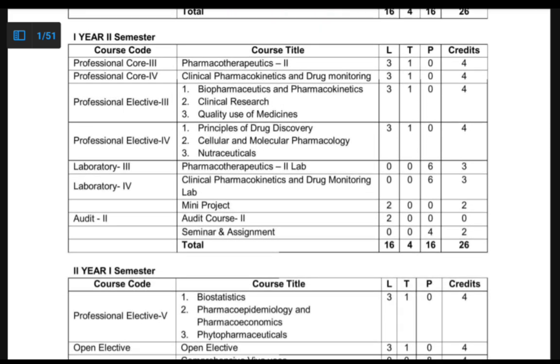In the second semester, we have pharmacotherapeutics, clinical pharmacokinetics and drug monitoring, biopharmaceutics and pharmacokinetics, clinical research, quality use of medicines, principles of drug discovery, cellular and molecular pharmacology, nutraceuticals, pharmacotherapeutics lab, and clinical pharmacokinetics and drug monitoring lab.